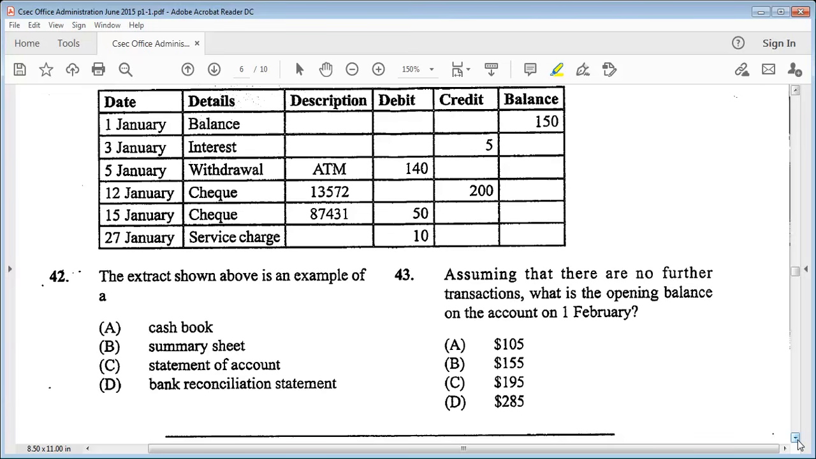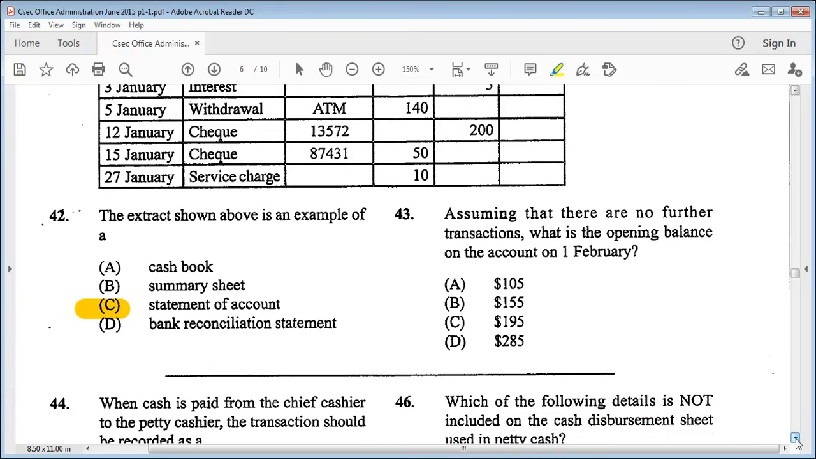We know this is not a cash book. This is neither a summary sheet nor a bank reconciliation statement. We know this is a statement of account, C, because we saw ATM, so we know that's a personal banking account of someone. Okay, let's go on to question 43.